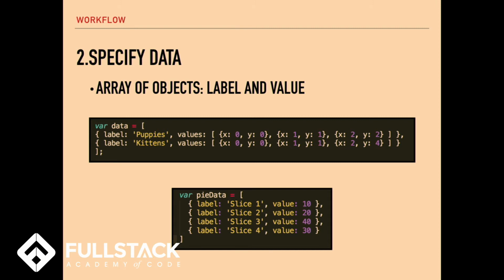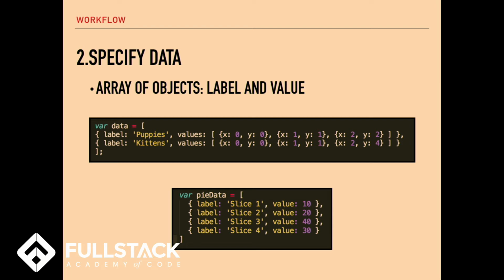OK. The next step is to specify the data. And this is one of the best parts about Epoch. Data, regardless of chart, is entered very similarly. So you have an array of objects, and each object has two attributes, which is your label and your value. So in the first one, which I was using for a bar or area chart, we have two different objects with two different labels, and then values, which are coordinates.